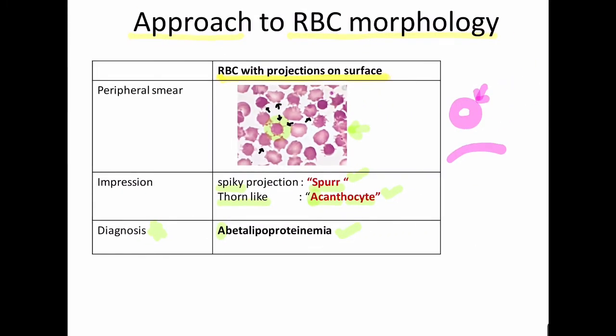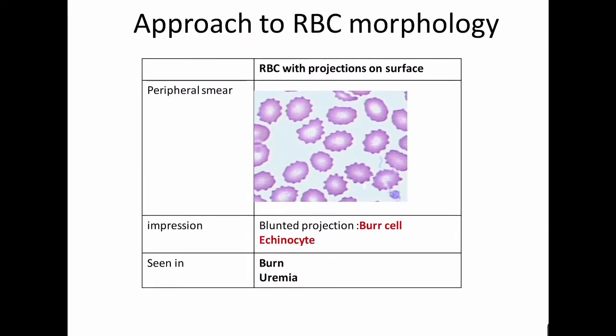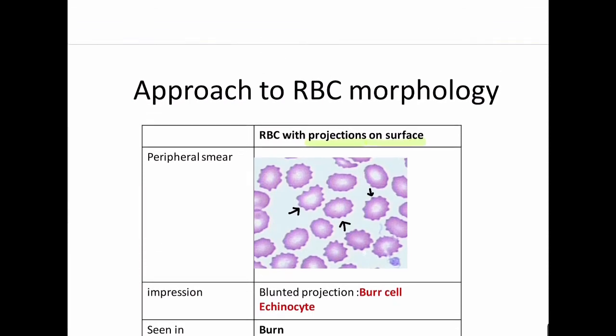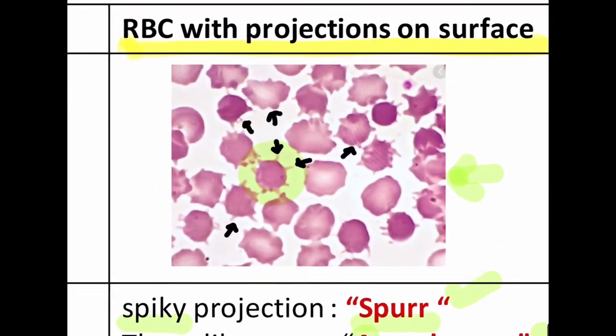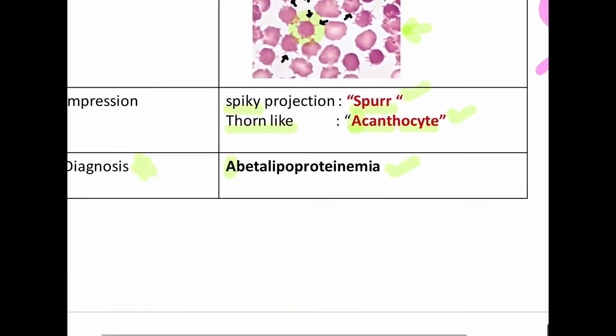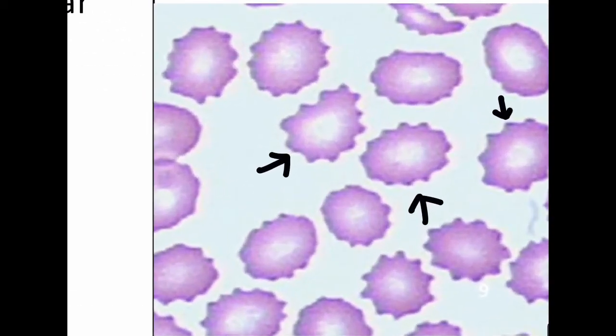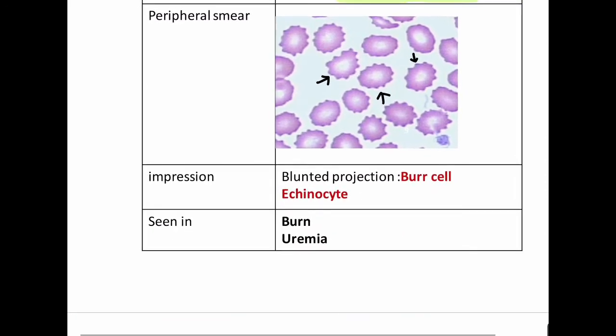A very important. Let's go to the next important slide, which is again projection on the RBC, but these projections, they are not pointed, they are blunted. Friends, can you make the difference from the previous slide where the projections were pointed versus this slide where the projections are blunted? Here projections are blunted. Okay, again a very simple mnemonic: B for blunted, B for Burr. B for blunted, B for Burr, we'll be calling it burr cell.